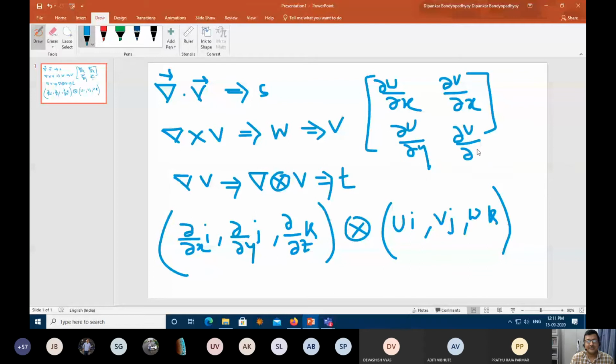Okay, so this is the ii component, this is the ij component, this is the ji component, this is the jj component. So in two dimensions, I will have 2 cross 2, 4 components. And then in three dimensions, how many will I have? I will end up getting a 3x3 matrix, with 9 components, which is the first gradient of velocity.